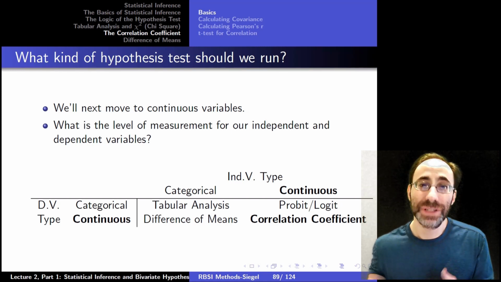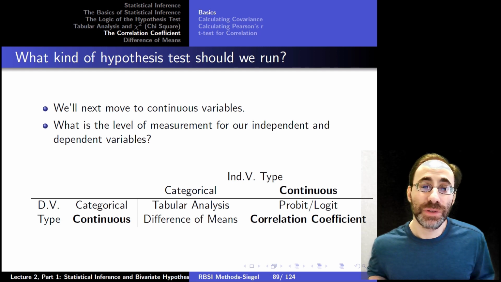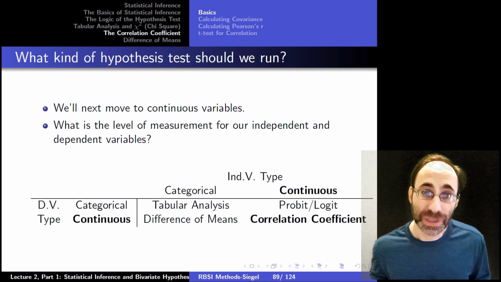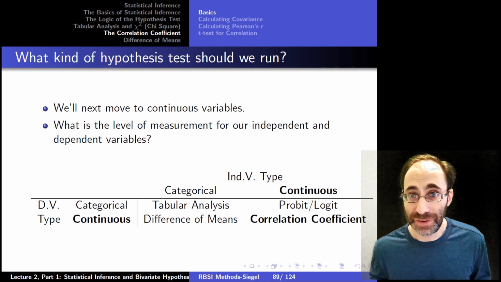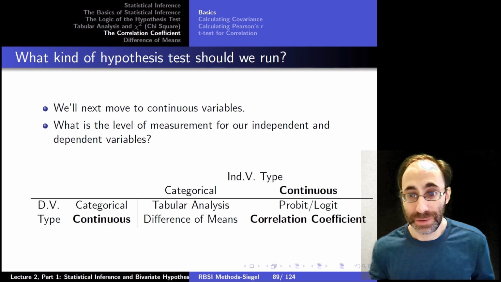Hi, and welcome to Module 7 of Lecture 2. In this module, we're going to cover the situation in which we have two continuous variables, a continuous dependent variable and a continuous independent variable, putting us in the lower right corner of this 2x2 table we had from before.